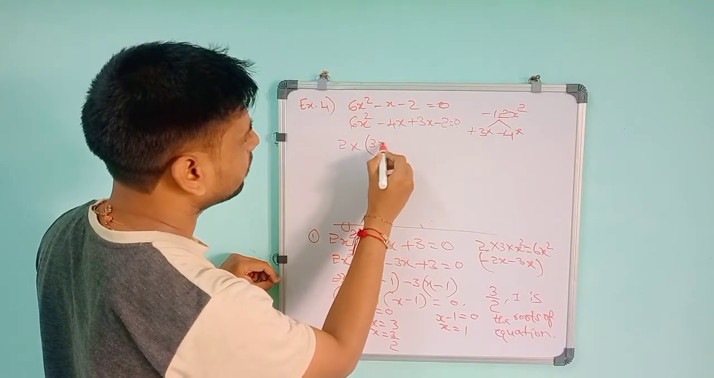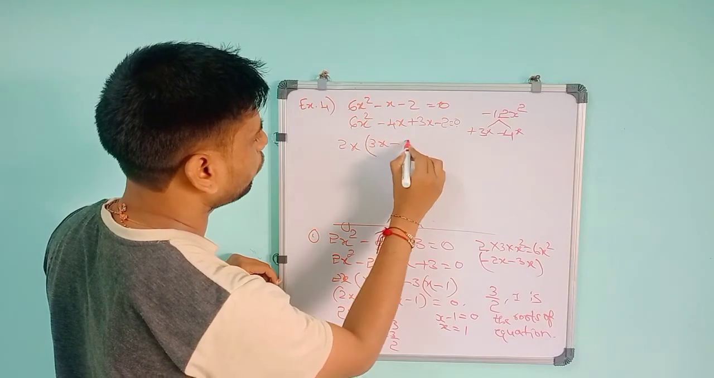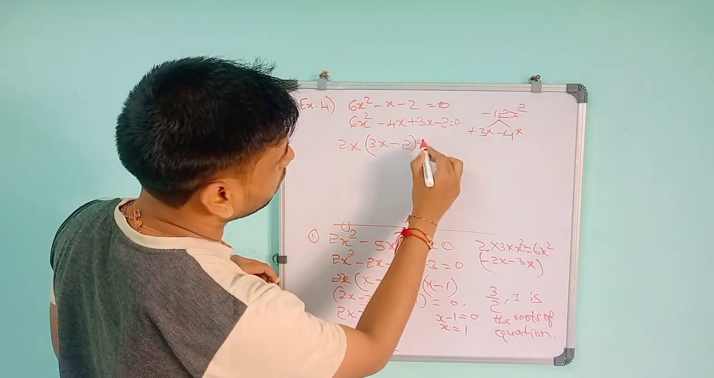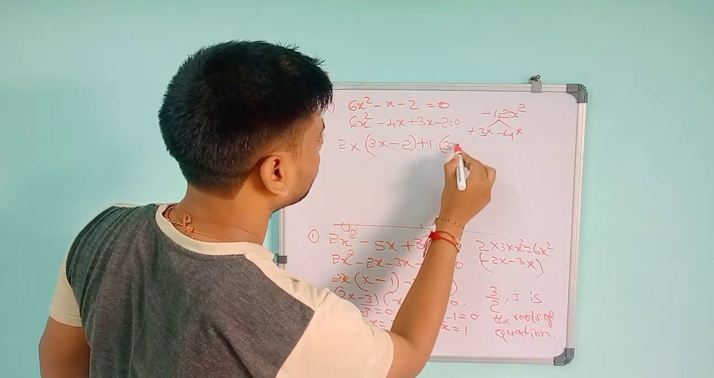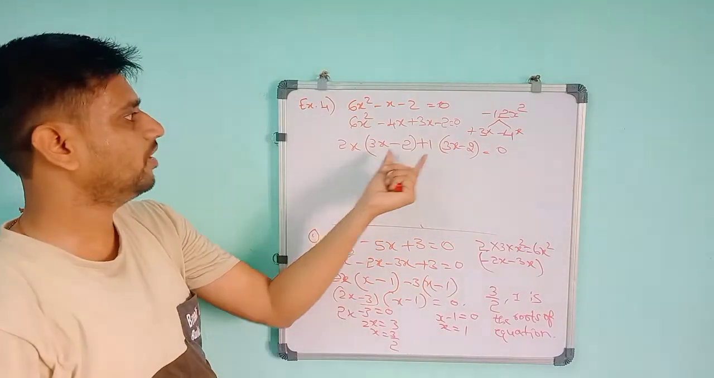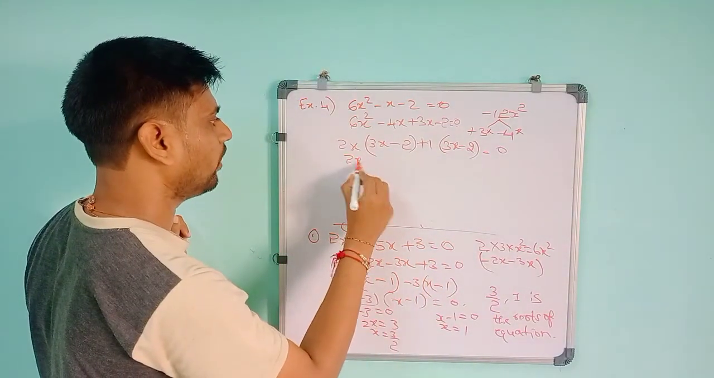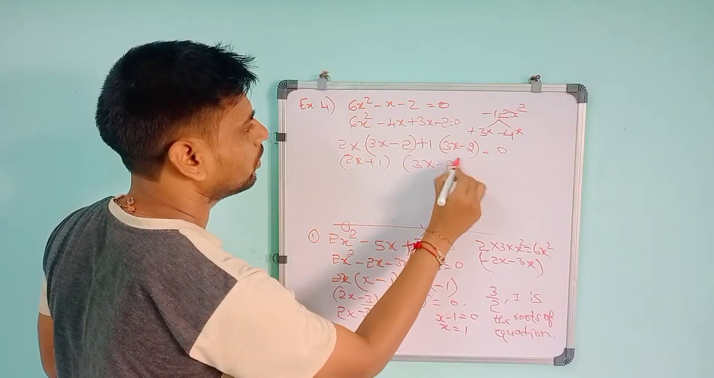Remaining is 3x minus 2, since you took 2x. So x is already there, so only we have to make 4. 2 into 2 is 4. Then if you take one common here, it will become 3x minus 2 is equal to 0. So 3x minus 2 and 2x plus 1. 2x plus 1 and 3x minus 2 is equal to 0.